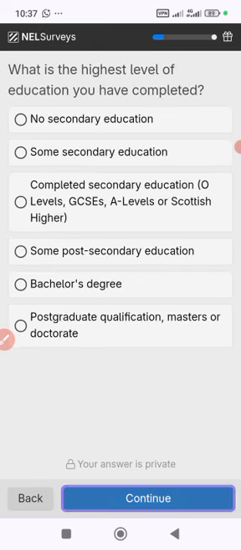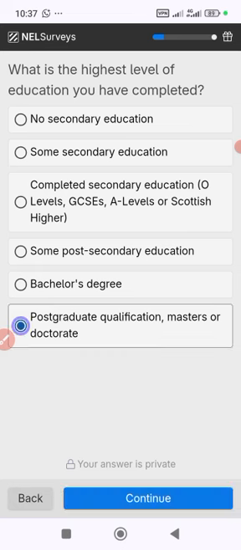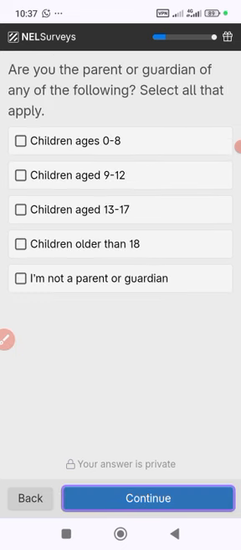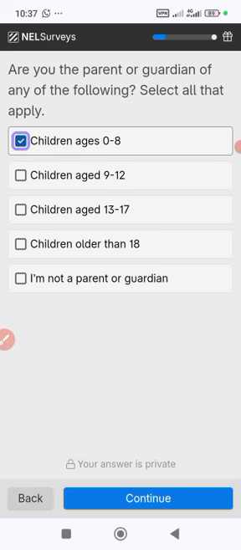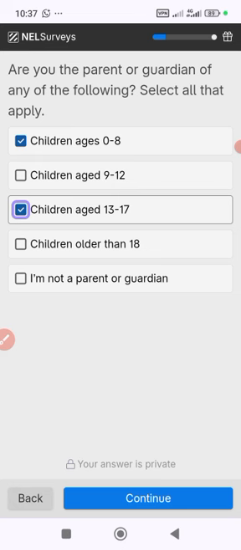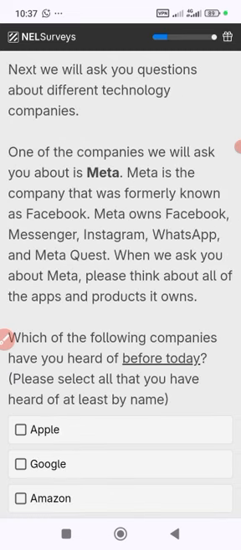Okay. What is the highest level of education? I usually use master's or bachelor's degree. I use either one, so I'll go with master's here. They said, are you a parent or guardian of any of the following? I have a 5-year-old child, and I also have a 17-year-old. That's what I choose. You always need a child below 5 and a child around 17. This is what I use each time.